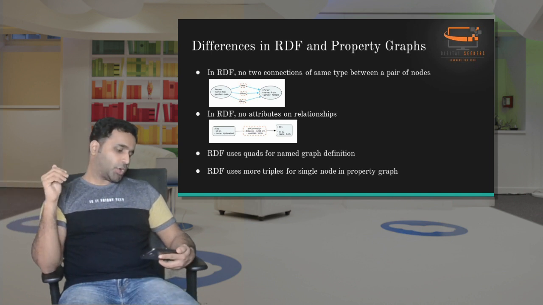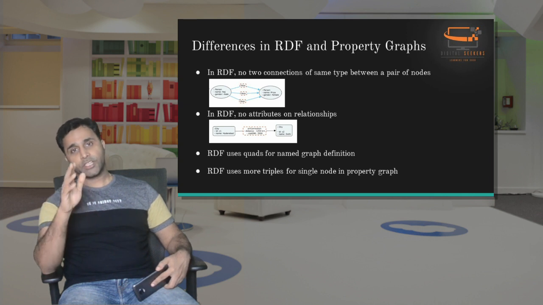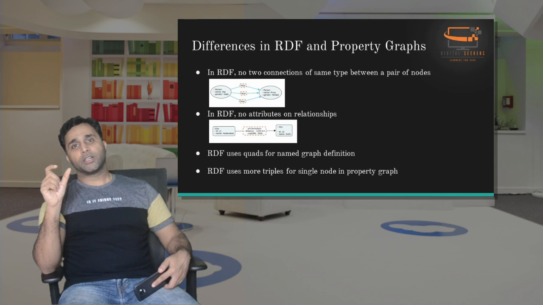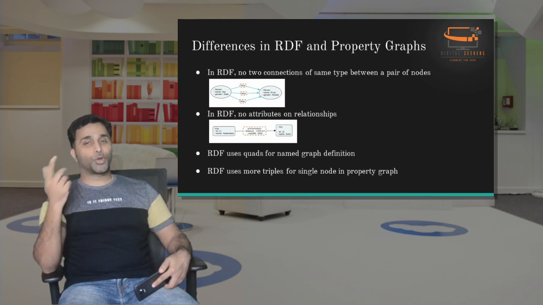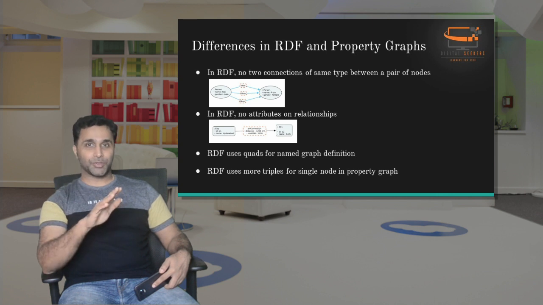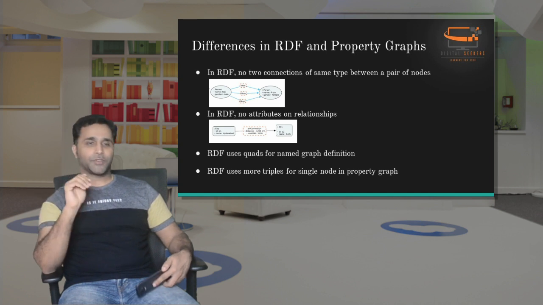Okay. So RDF uses quads, we have already seen. So RDF uses more triples for the same data that needs to be represented in a property graph. So we have already seen that every piece of information that is represented in a property graph requires one or more triples in the case of an RDF store. Why? Because if you are trying to represent a property for an edge, that is more triples in the case of an RDF store.